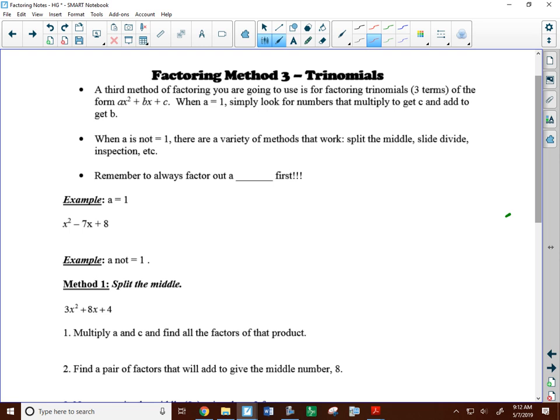Factoring trinomials. Trinomial means 3 terms. They're going to be in this form: ax squared plus bx plus c. A, b, and c are numbers. When a equals 1, it's more of the easy case. You just have to look for 2 numbers that multiply to get c and add to get b.